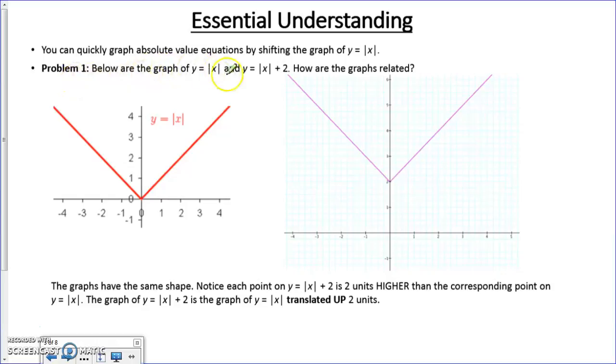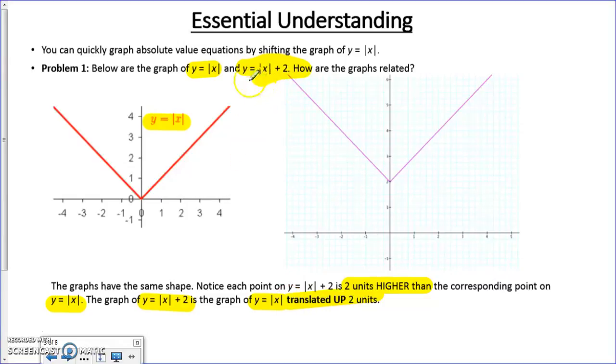Problem 1. Below are the graphs of y equals the absolute value of x and y equals the absolute value of x plus 2. How are the graphs related? On the left-hand side here, we have the absolute value of x. And on the right side, we have the graph of y equals the absolute value of x plus 2. The graphs have the same V shape. Notice each point on y equals the absolute value of x plus 2 is 2 units higher than the corresponding point on y equals the absolute value of x. So the graph of y equals the absolute value of x plus 2 is the graph of the parent function translated up 2 units.